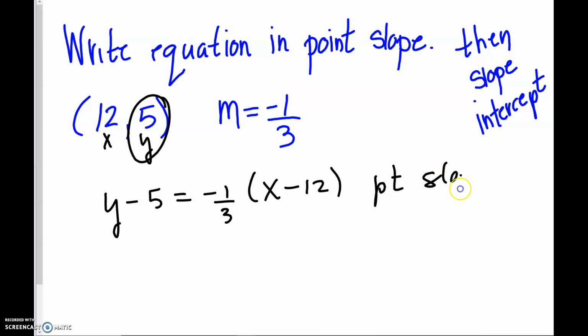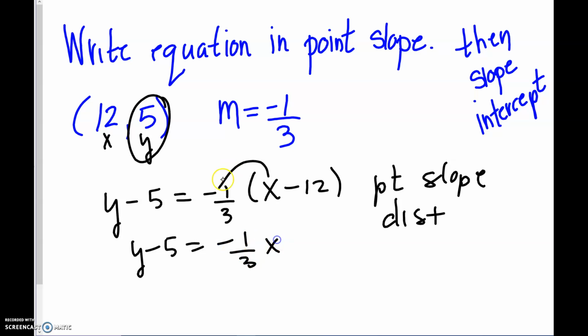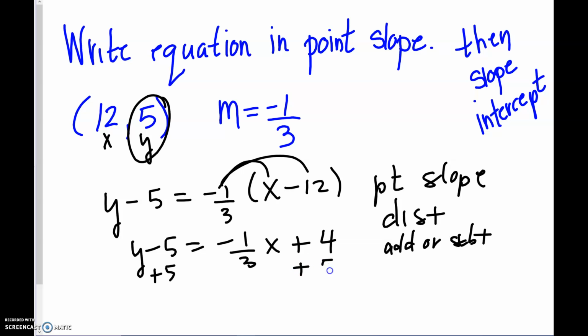If they wanted you, you could stop right there in point slope, but they want slope intercept. So what we're going to do next is distribute. So y minus 5 equals, and we're going to distribute, so we get negative 1/3 x. And now negative times a negative is a positive, and 1/3 of 12 is 4. Then the next thing is we either add or subtract because we need to get y by itself, and it has that minus 5 there. So we're going to add 5 to both sides. So y equals negative 1/3 x plus 9.